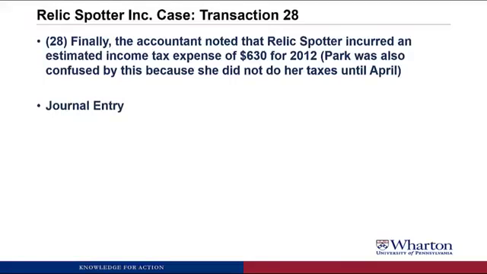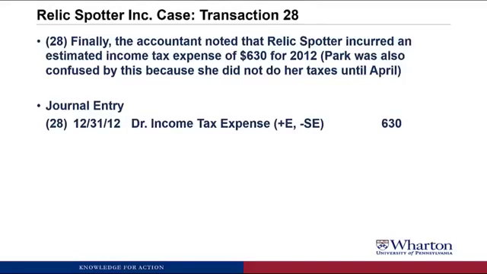We do need an adjusting journal entry here. Even though Park's not going to file her taxes until April, she's incurred taxes by operating the business during 2012, and we have to show an expense because that's a cost of doing business. So we're going to debit income tax expense for $630. This is money that we owe the government. That's an obligation, so we need to credit a liability, income tax payable for $630.